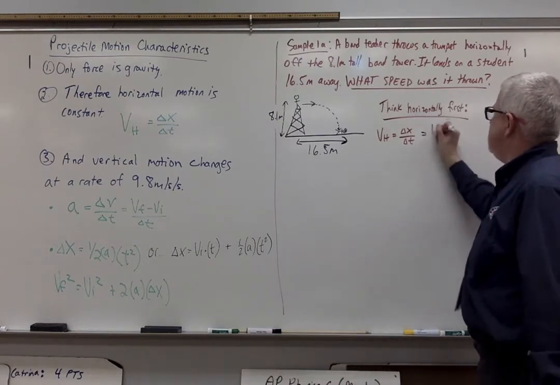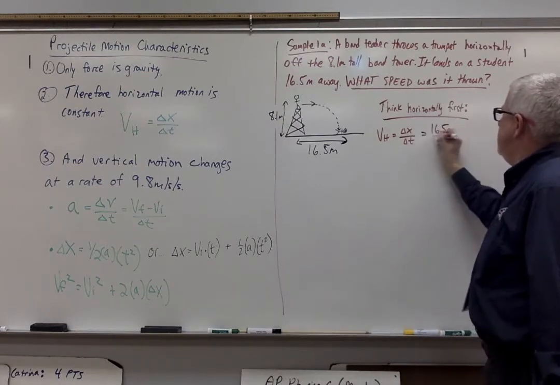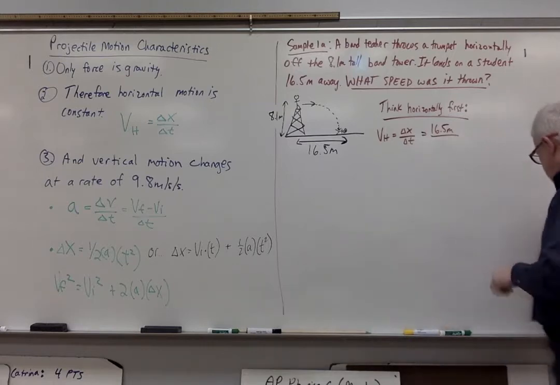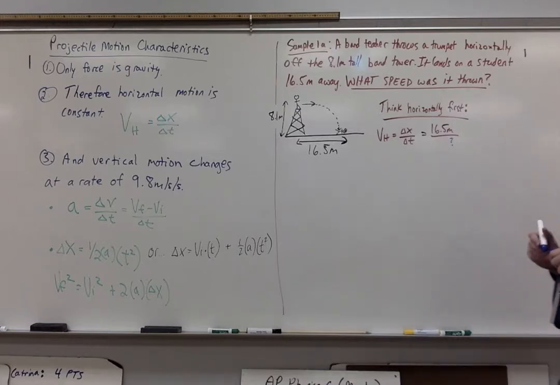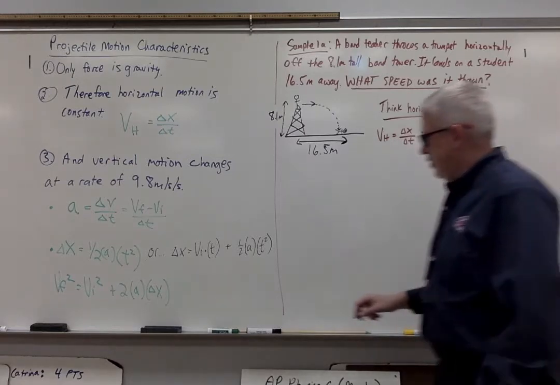So that's going to be 16.5 meters over, wait a second, what is delta t? I don't know that yet. So the problem is, in order to solve this horizontal equation and get my answer, now I've got to go back and think vertically.